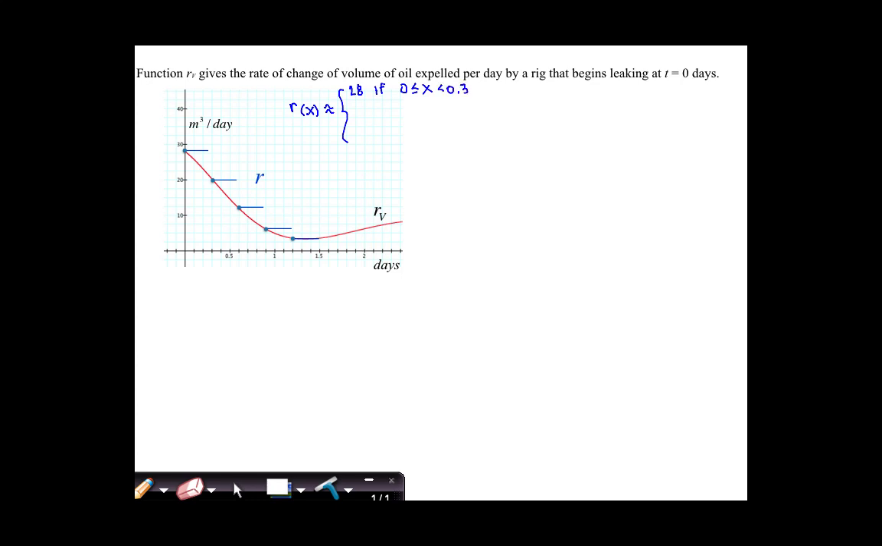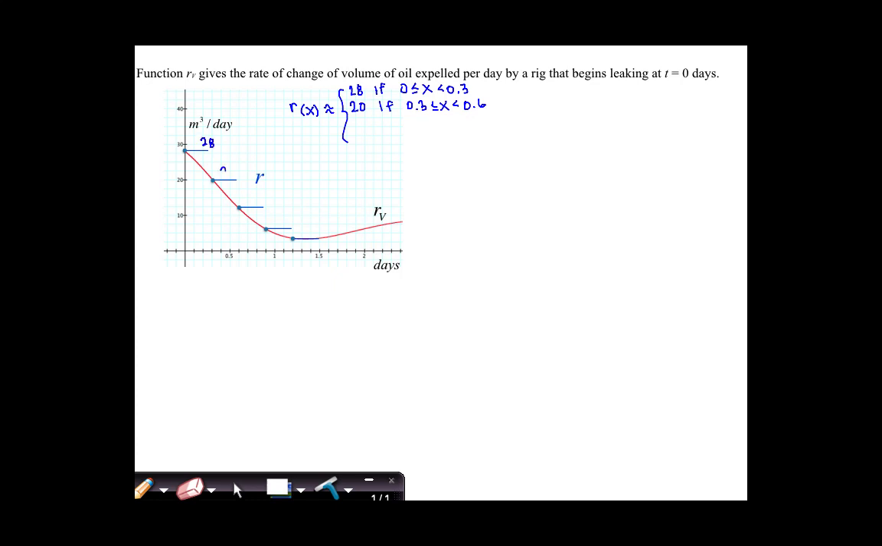I'm leaving the right side open on this so that at 0.3 I'm going to pick a new value. And this one looks just to be about 20. Right? So 20 if x is between 0.3 and 0.6. Right? So 0.3 is less than or equal to x, less than 0.6. And so forth. So I'm just going to jot this on here, but this is about 28.